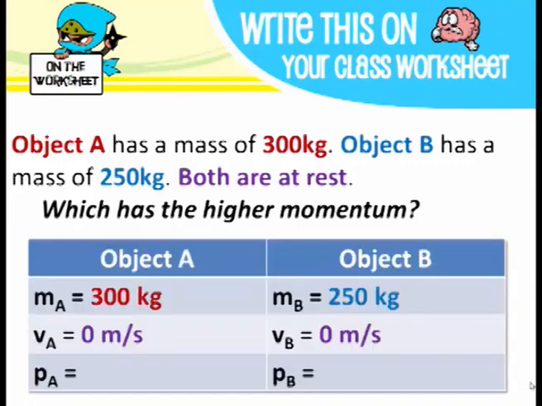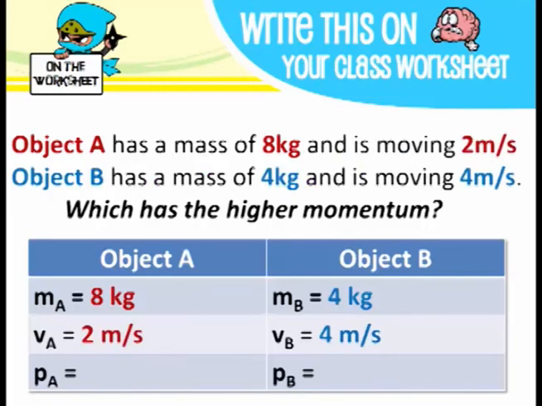So to do this problem, I'm just going to make a cute little chart. I'm going to say object A, put all my givens for object A in one column, and I put all my givens for object B in another column. And again, you're going to multiply mass times velocity, and that'll give you P. So 300 times 0 gives you 0. 250 times 0 gives you 0. So you could say they have the same momentum because they have 0 kilogram meters per second, but correctly speaking, they both have no momentum.